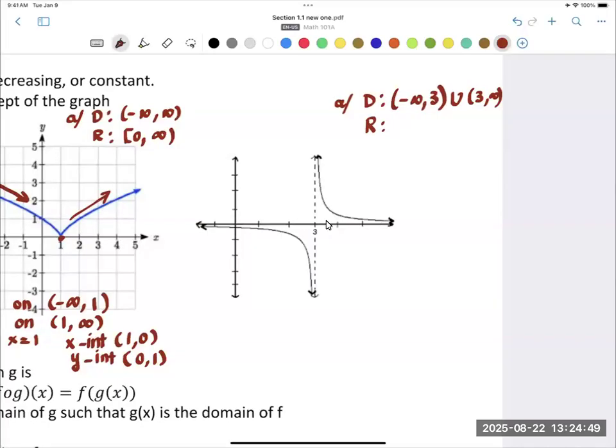Because there's a break in the middle at x equals 3, there is also a break on the range. On the range, it looks like you have an arrow pointing down and an arrow pointing up. But on the left side, the arrow is only pointing toward the x-axis, and on the right side, same thing. So it never hits 0. We have to exclude 0 for the y value. So we have negative infinity to 0, not including 0, or 0 to infinity.